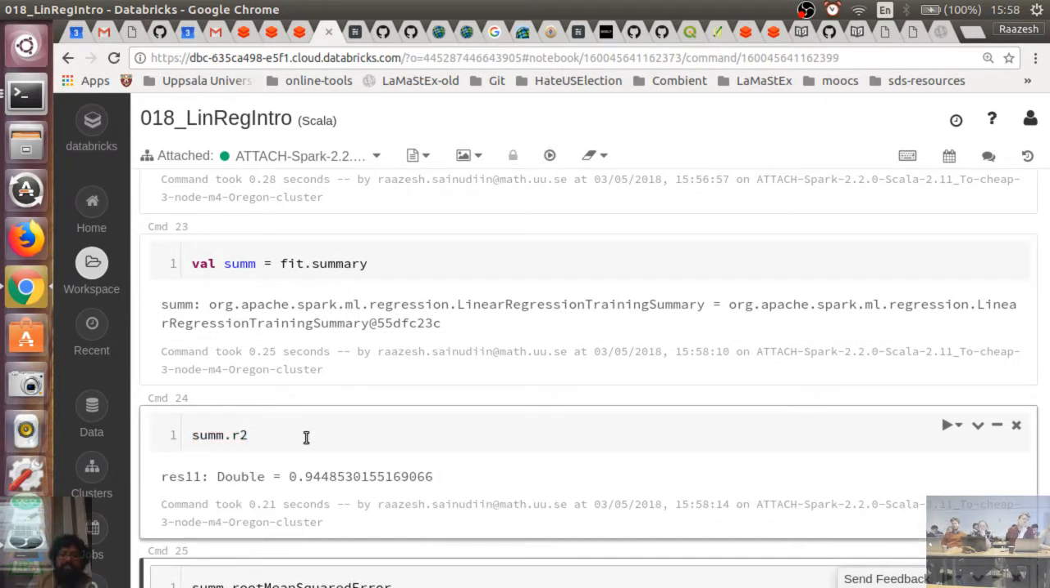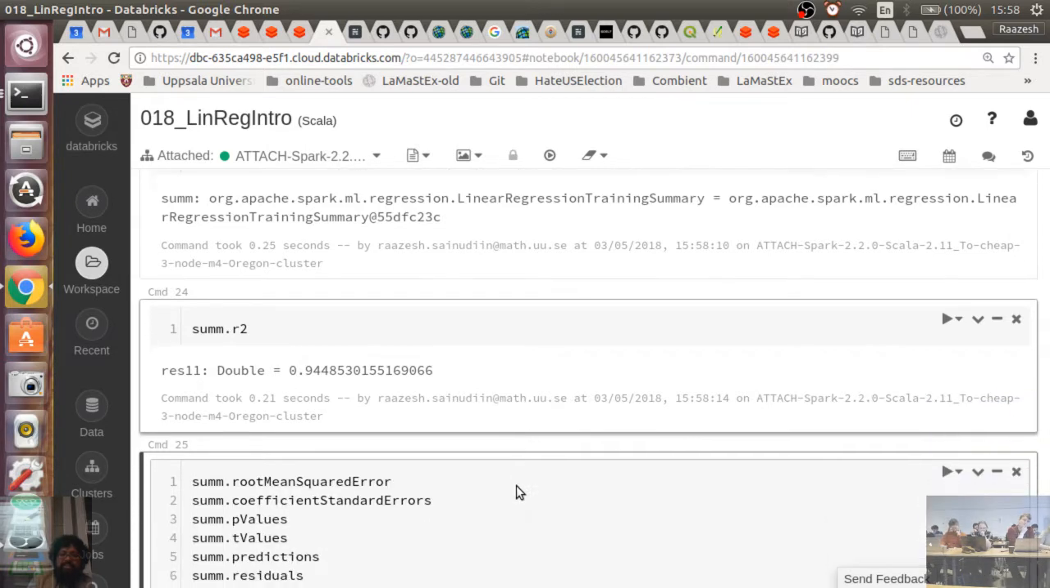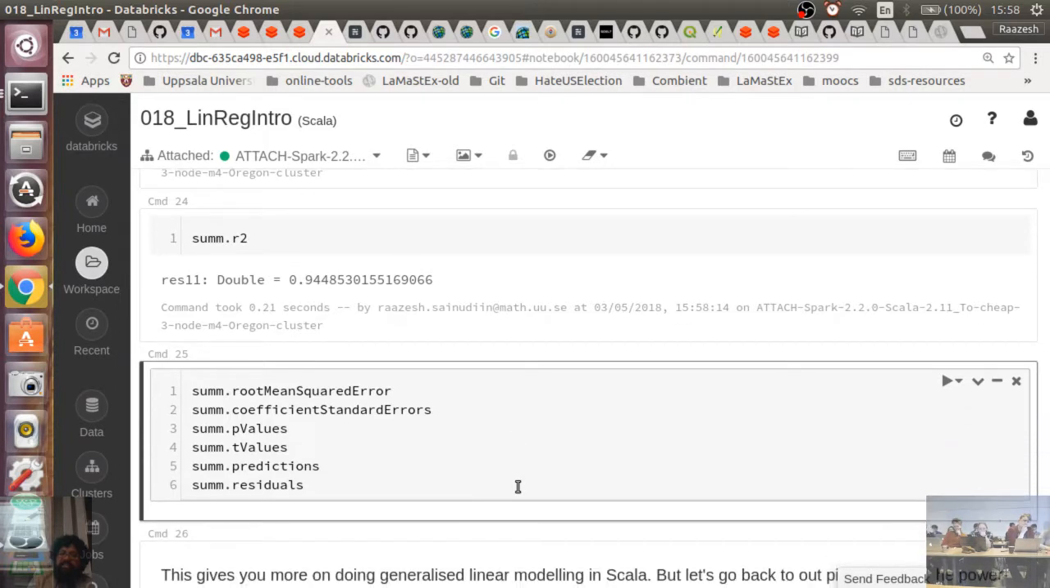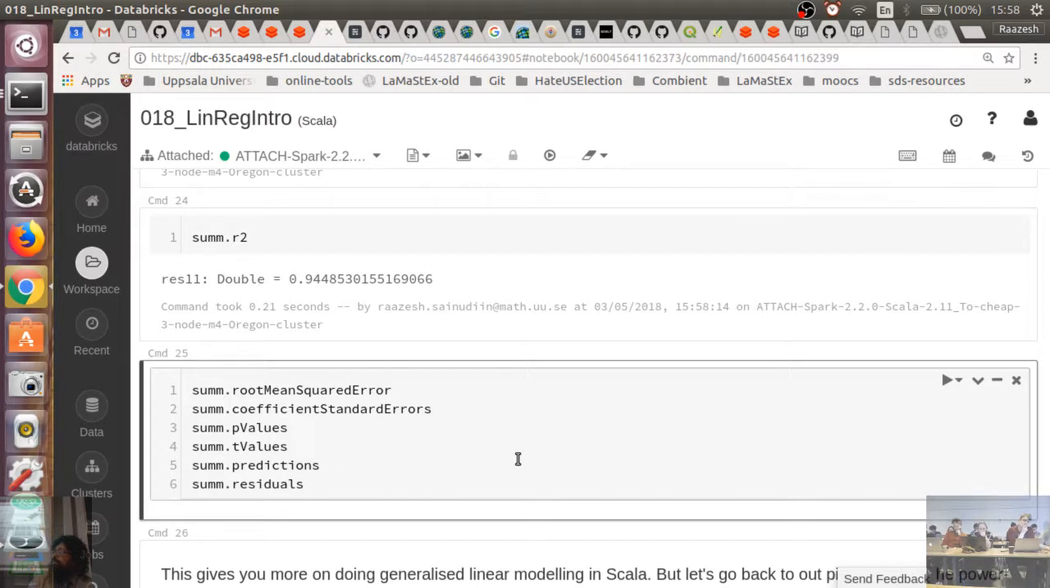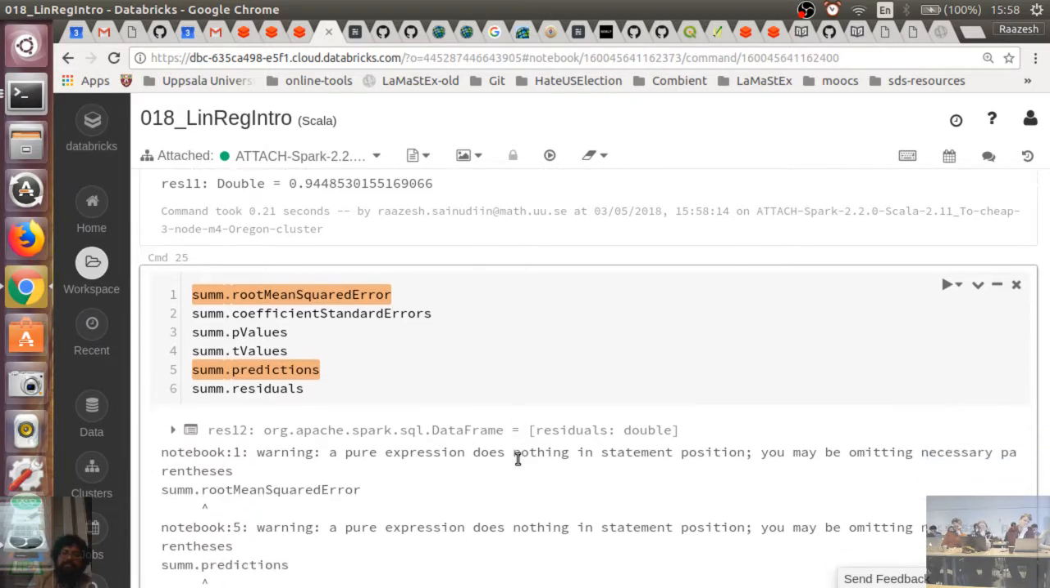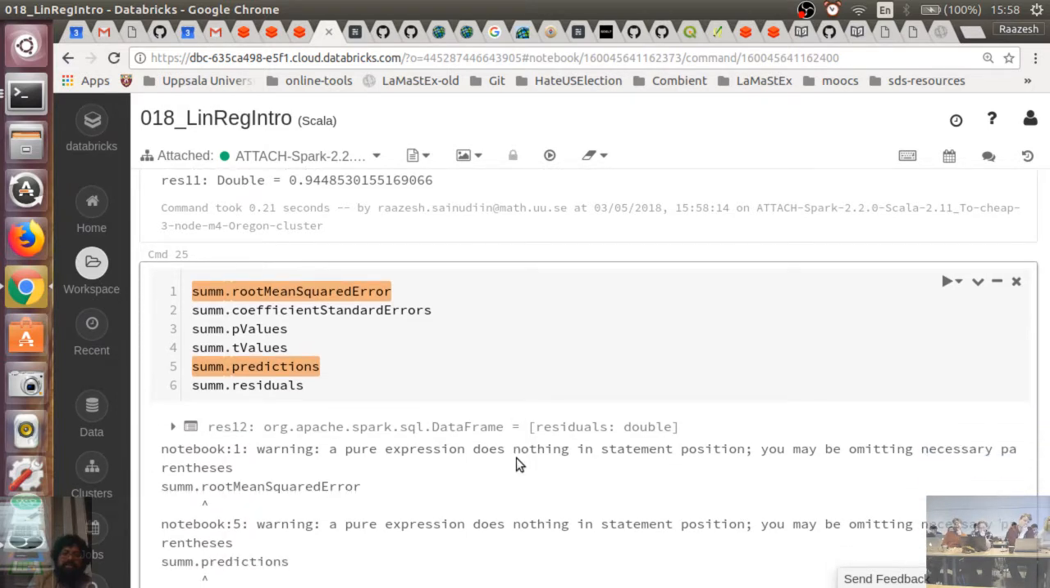So I fit it, and then I call the summary, and I'm getting the R2, which is a statistic for seeing how well your model fit, the R-squared statistic. We won't really dive into all these details, but it has various statistics, like root mean square error.